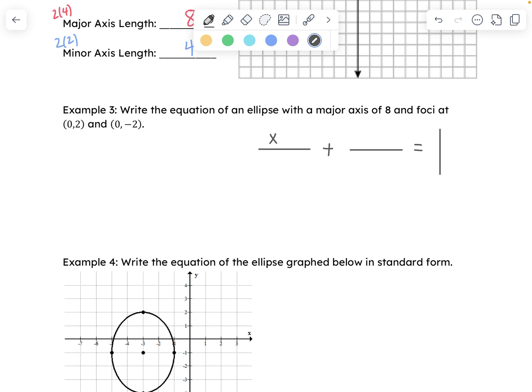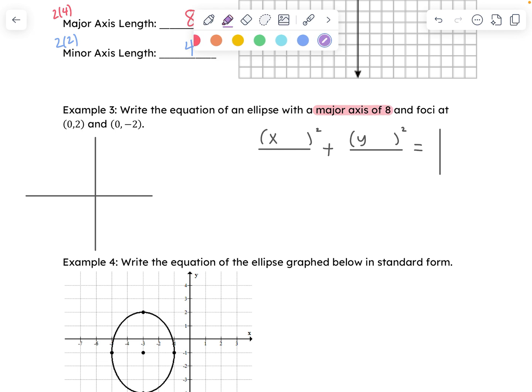Then I'm going to have x and y and the squareds. So I'm going to use my other information to kind of help me figure out what's going on here. And I'm going to do a graph because I'm a visual person. So I'm going to draw a graph to kind of help me out. So it tells me that I have a major axis of 8, and then I have foci at 0, 2, and 0, -2. So I'm going to start with the foci. I'm at 0, 2, that's right there, and 0, -2, that's right there.